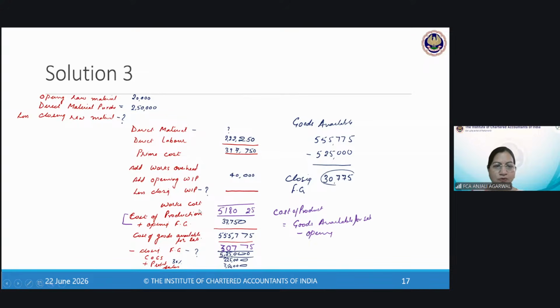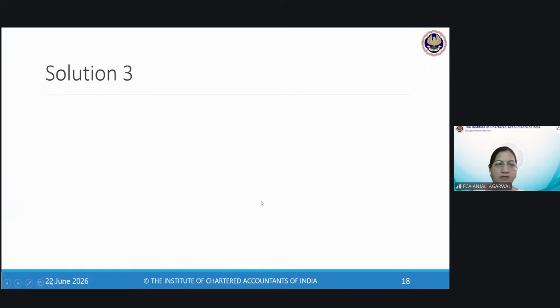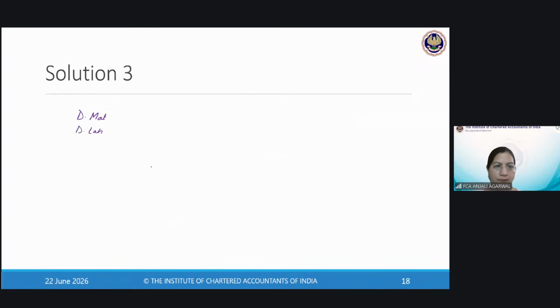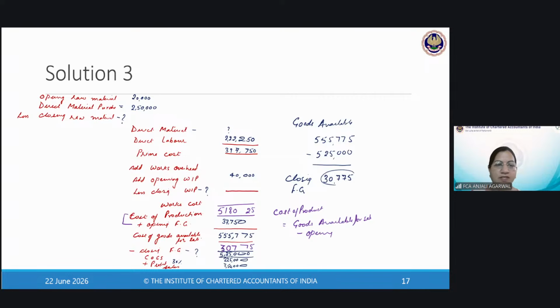So we have reached so far. What is your works cost? It is 518025. Once again, direct material, we don't know. Direct labor, we know as 222,250. And prime cost also, you know, which is 397,750.